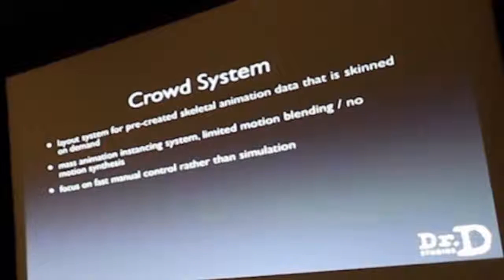After these tests, we came to the conclusion that we wanted to keep the crowd system really, really simple. It's just a layout system for pre-created skeletal animation data that is scanned on demand. It's just a mass animation instancing system with only very limited motion blending, no motion synthesis at all, and the focus was very much on fast manual control rather than simulation. So it's got nothing really to do with a system like Massive, but it could integrate very well with a system like Massive.